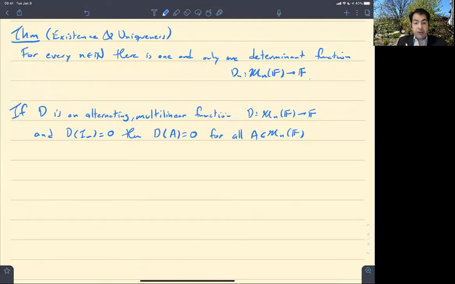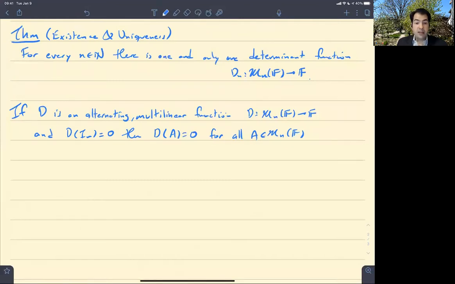So if I take every column and I write it as a linear combination of the standard basis, then I can expand this function D, pull out the coefficients and just be left with, in that column, elements of the standard basis. And I can do this for every column. So D of A for any multilinear function can be written as some huge sum where the coefficients involve the entries of the matrix, and all of the columns are elements of the standard basis.